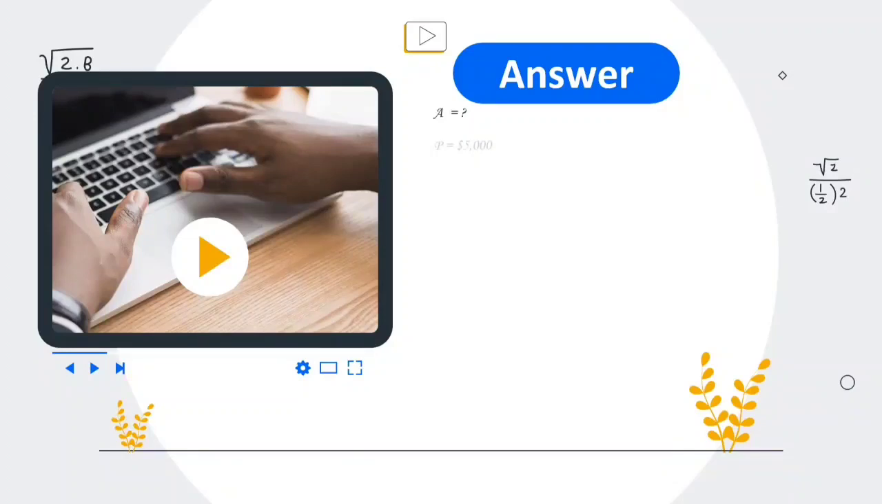Now P, or the principal amount, is $5,000. And then we have R, which is 3%, or 0.03. Next, we have the letter T, or the term, or the time, which is 6 years. And lastly, we have the value of M. Since it was stated that it is monthly, that's per month. So we have 12 months per year, so M is equal to 12.